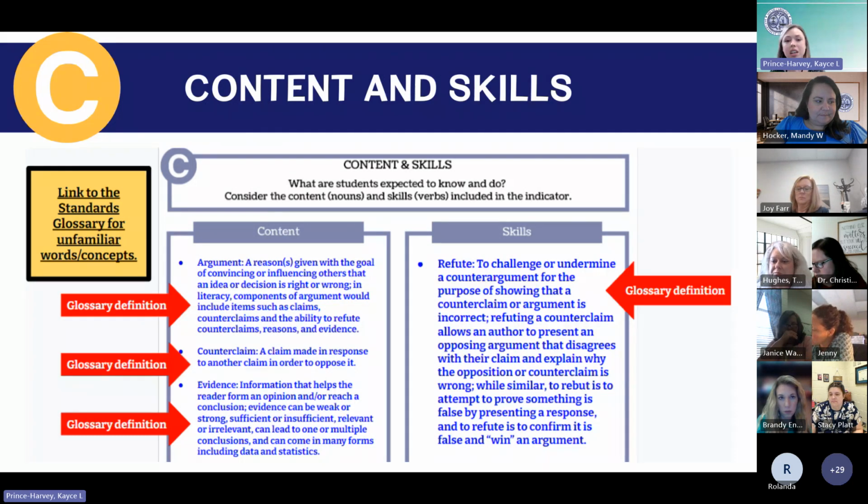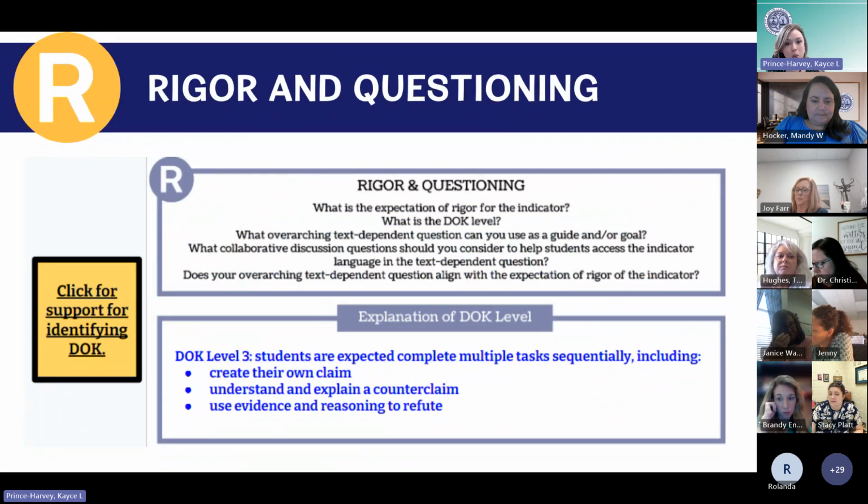So once I've broken down the essential content and skills for this indicator, I want to think about the rigor of that indicator and the questioning that might be necessary to support the critical thinking around that indicator. So I want to look at the expectation for rigor, what the DOK level might be, and then think about some of those questions. And we'll talk about text-dependent questioning and collaborative discussion questions in just a moment from here.